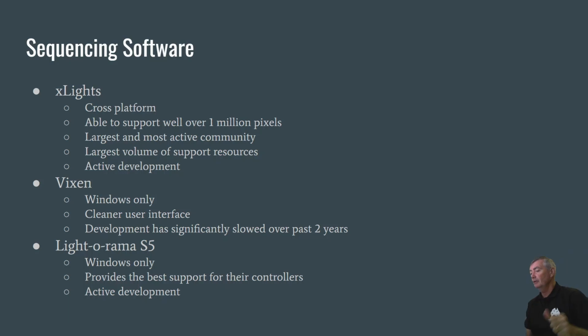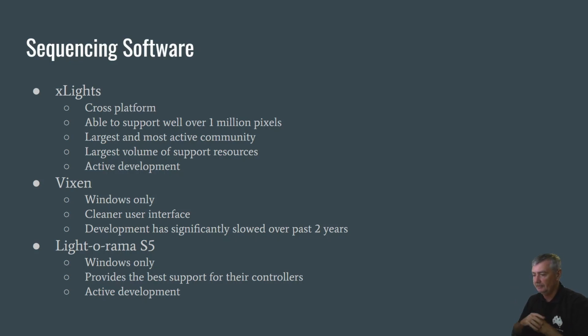So xLights' strength: it's cross-platform. It runs on Windows, OS X and Linux natively on all of those platforms. It's extremely scalable. It can support well over 1 million pixels. And while your render times will suffer as your show gets much, much bigger, the reality is it can handle it, and pretty much nothing else can.